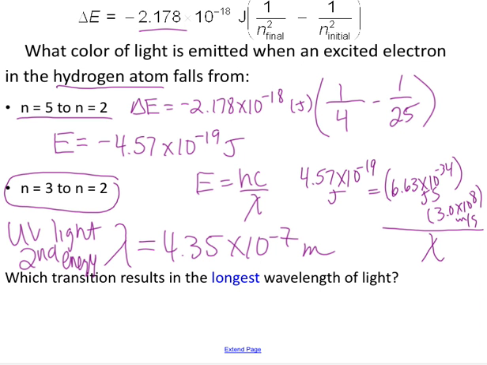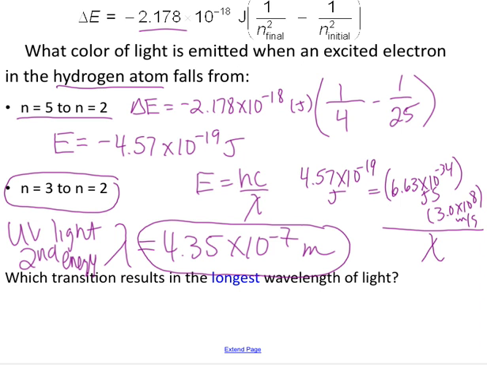Visible light is the first energy level. Ultraviolet is second. I can't remember, or I don't know. I used to know it, and that might even be wrong. But anyway, based on this number, this is ultraviolet light. Don't memorize wavelengths. We'll give you that information.